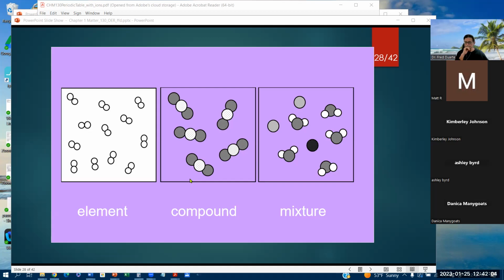Then the one in the center, you can see here the light one, there it is. This here is the central atom, the white one. Okay, and then we have these dark ones bonded to the central atom. And so again, that indicates a compound.